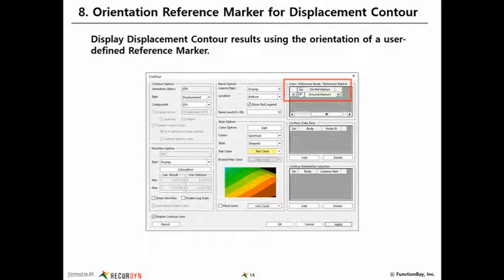All right, so the orientation reference marker for displacement contours. By default, you're looking at more of a global reference frame for X, Y, and Z, but you can select a marker that's in your model as a reference marker, so that when you're looking at the contour information, it'll look at something in a more local reference frame for X, Y, and Z. So if you want to reference a specific direction for your results and look at the contour in that direction, you can now do that by including this reference marker.